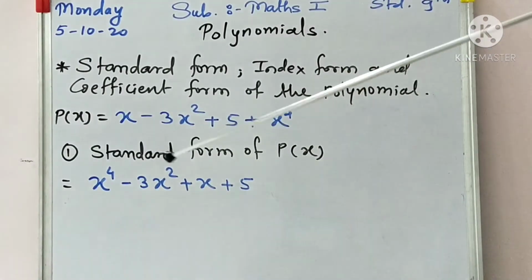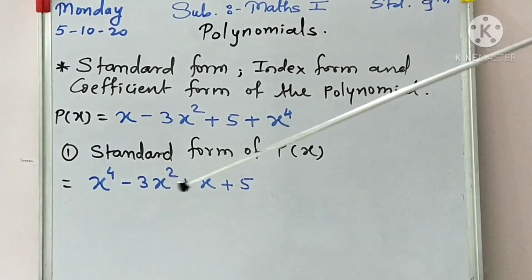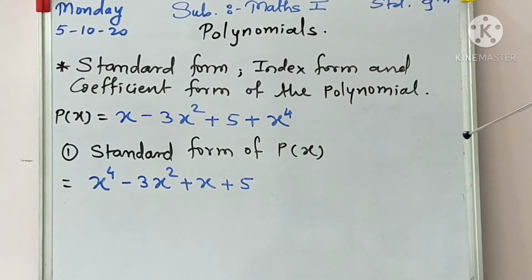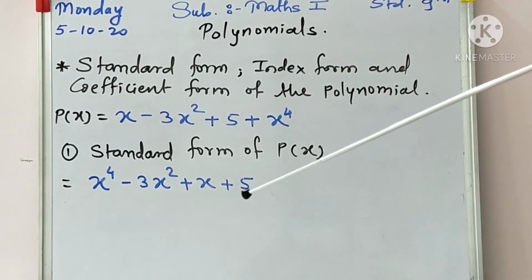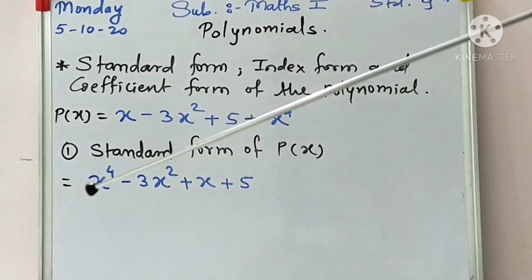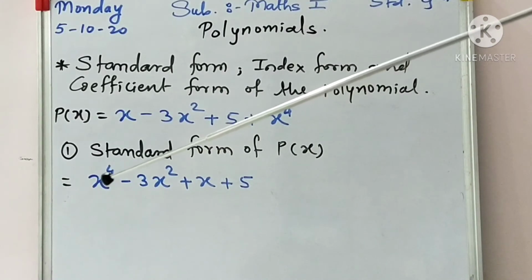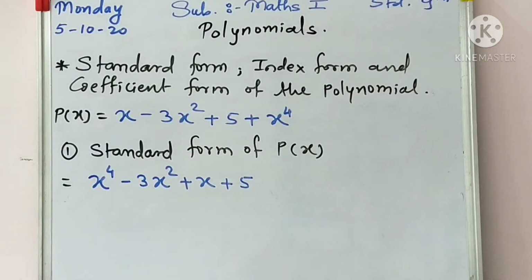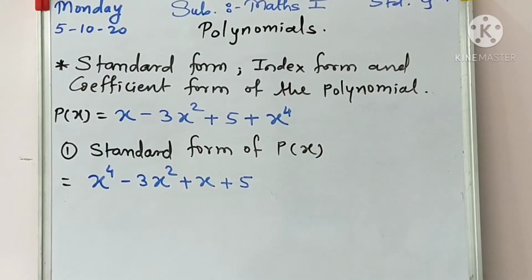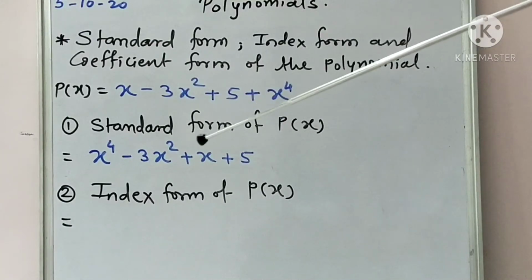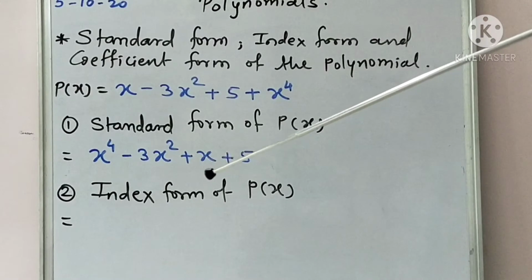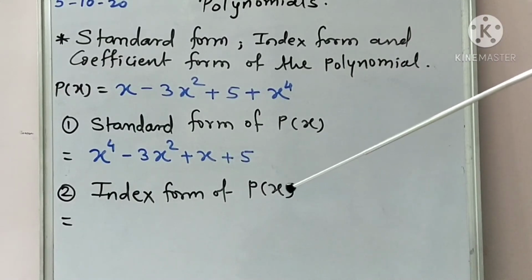Or you may write the same polynomial in ascending order also, which means first write the constant and then upward to the highest power, but generally we write in descending order. Okay, students. Next, the index form of the same polynomial p of x.